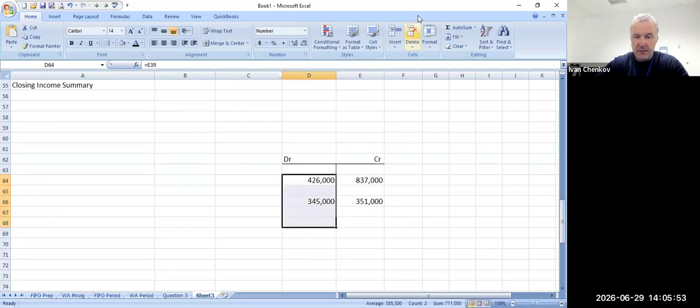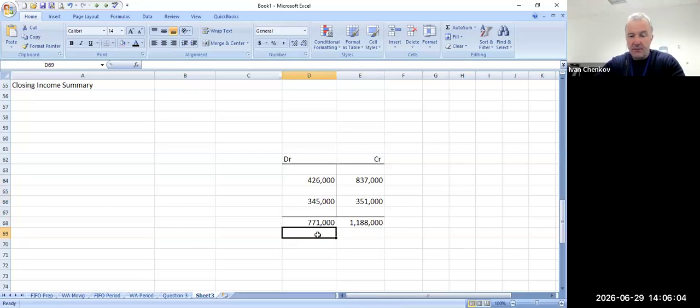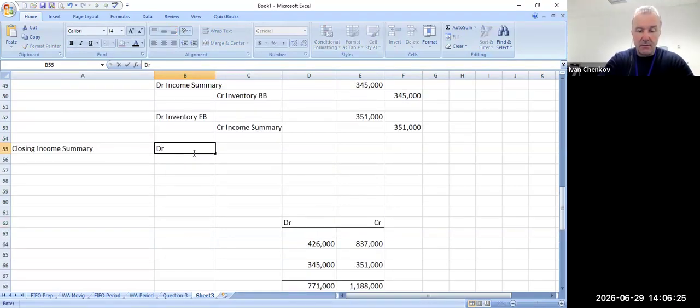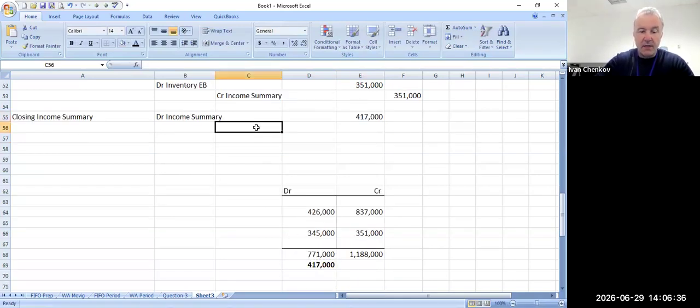So we're gonna run the calculations here and see what the difference is. Our difference is we need something on the debit side. I need this amount on the debit side in order to bring the balance to zero. So what I have to do is debit income summary with the amount of 417. And I'm gonna credit owner's capital for the same amount.